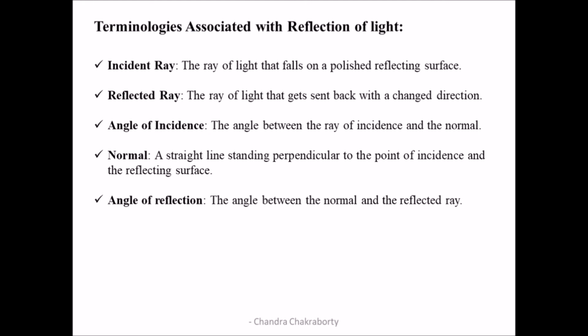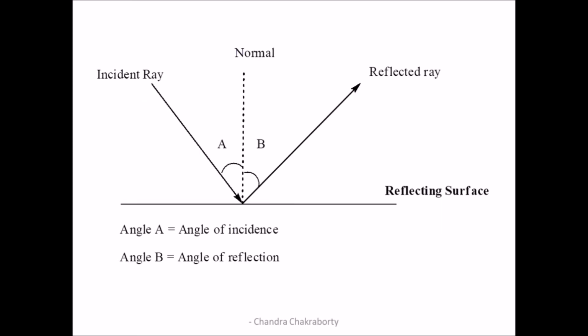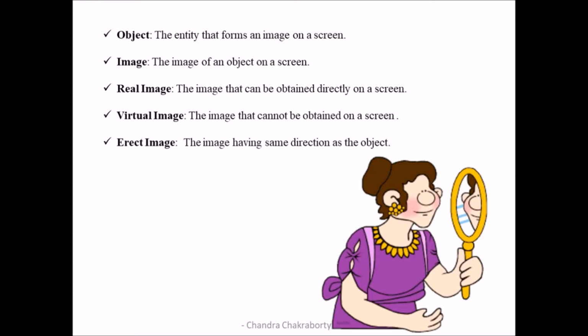Angle of incidence. The angle between the ray of incidence and the normal is called angle of incidence. In this picture, angle A represents the angle between incident ray and normal. It is called the angle of incidence.